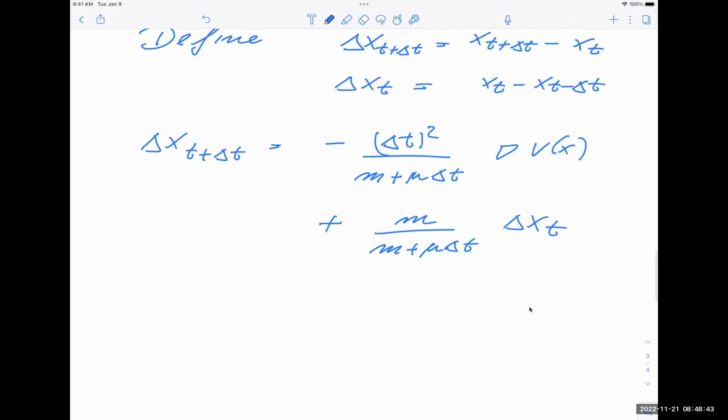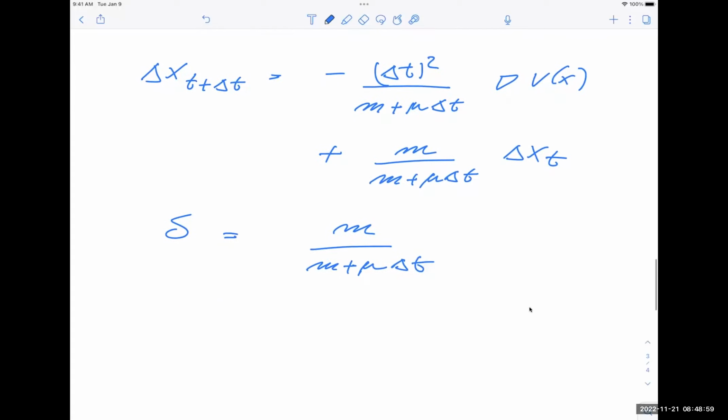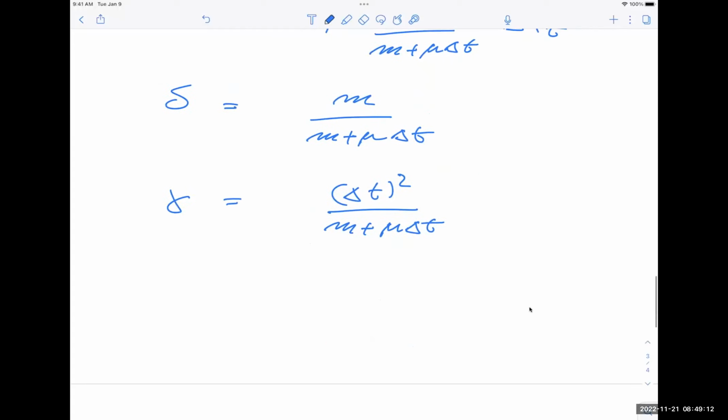And then I introduce a new parameter which I call delta, and that's given by m divided by m plus mu times delta t. Then I can rewrite this equation in a simpler way. I'm going to introduce a new parameter which I also call gamma, which is now delta t squared divided by m plus mu times delta t. And that means that I can rewrite my equations in terms of delta x of t plus delta t, which is equal to minus gamma.